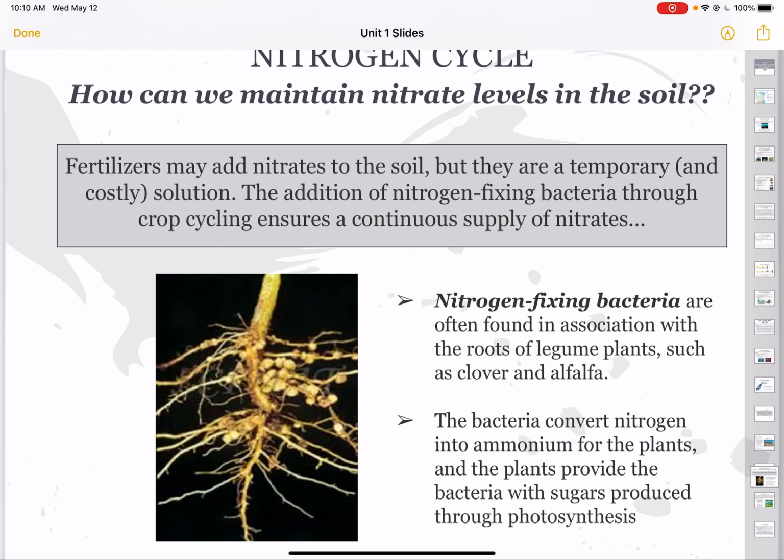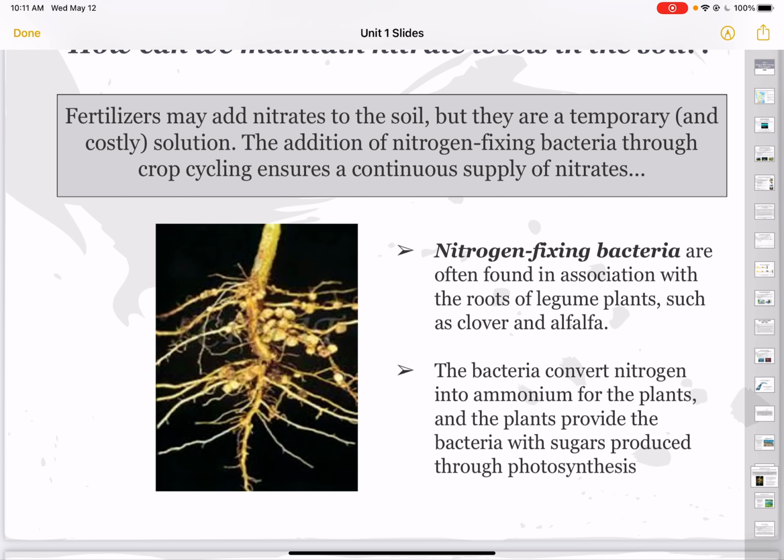So how do we maintain the nitrate levels? Nitrate is NO3 in the soil. It says fertilizers may add nitrates to the soil, but they are only a temporary and costly solution. The addition of nitrogen-fixing bacteria through crop cycling ensures a continuous supply of nitrates.